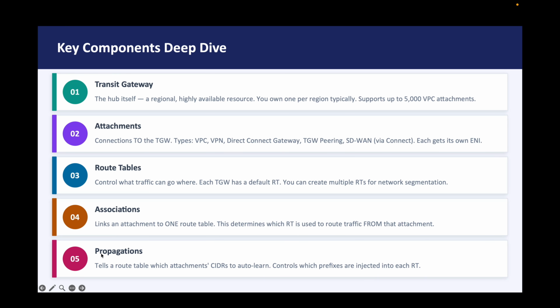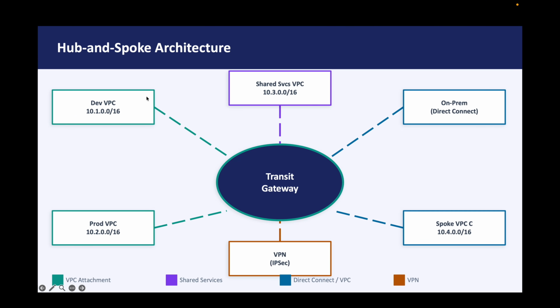Next one is propagation. Propagation is how a route table learns about the CIDR of an attachment automatically. When you enable propagation for an attachment into a route table, the transit gateway automatically injects the attachment CIDR block as a route in that transit gateway route table. So traffic destined for that CIDR will be forwarded to the attachment. Next one is hub and spoke architecture.